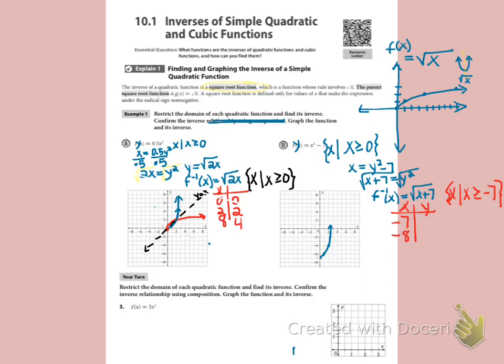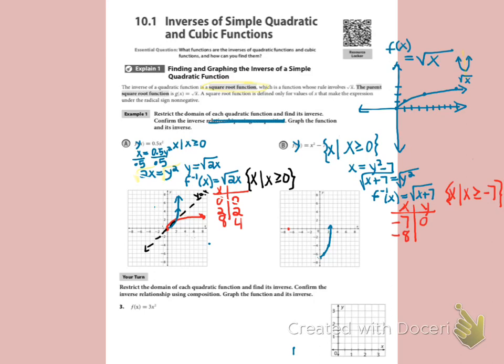Sometimes I manipulate the numbers I'm going to use just because I know that they work well. So if I plug in -7, -7 plus 7 is 0, the square root of 0 is 0, so I'll have a point right here at -7 and 0. So that's right here.